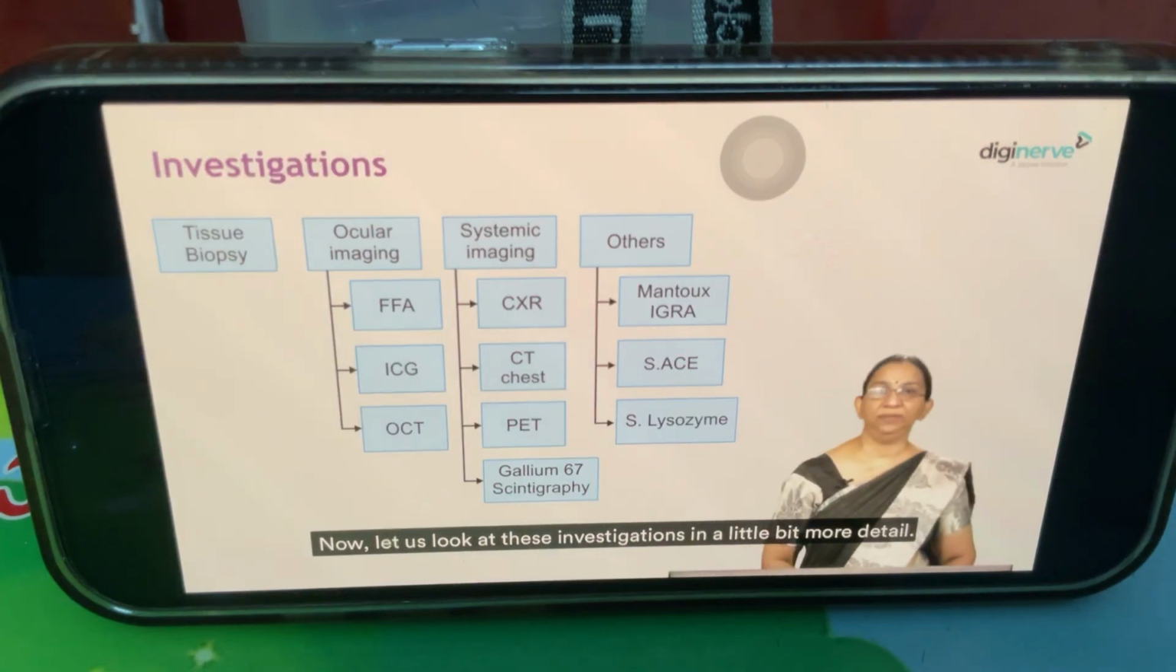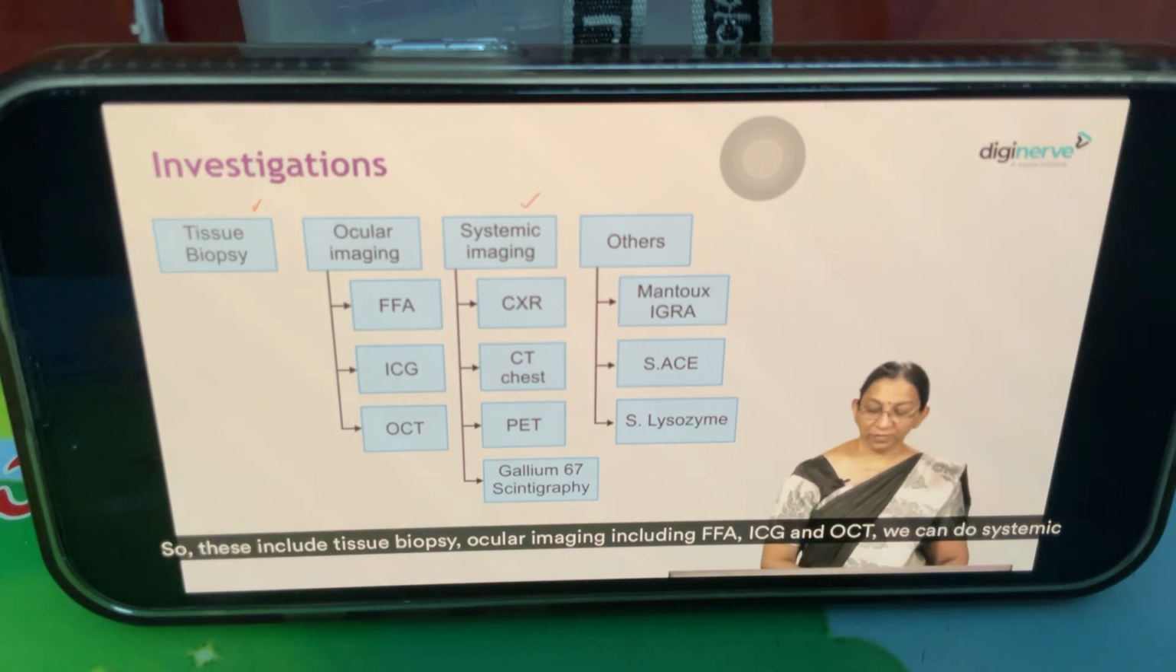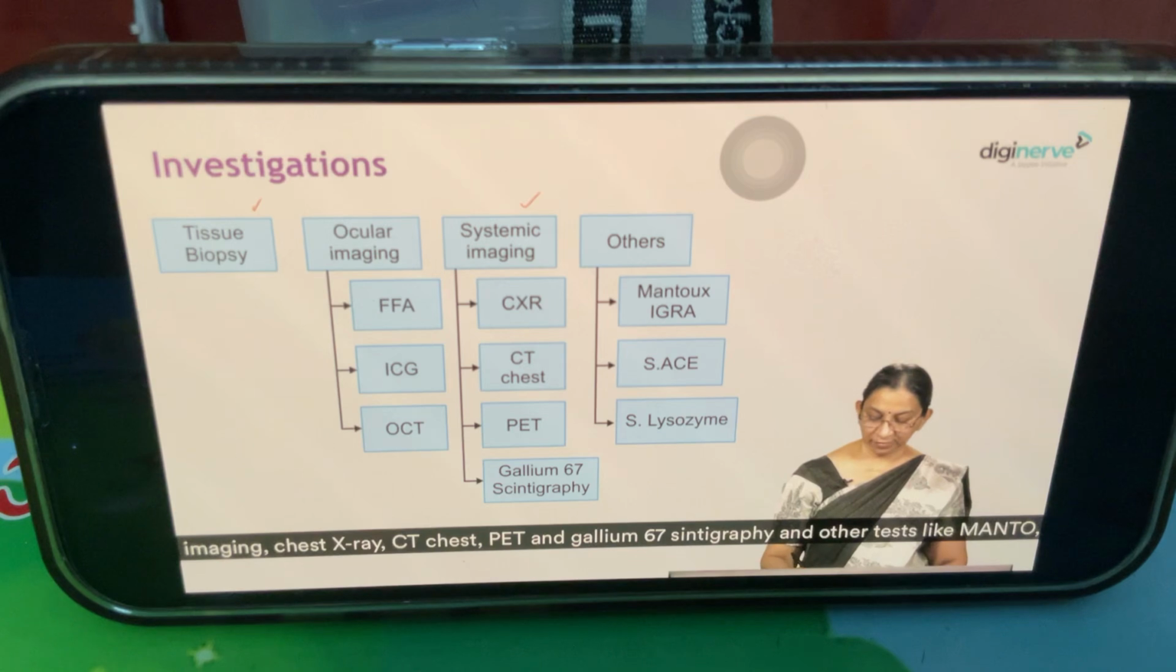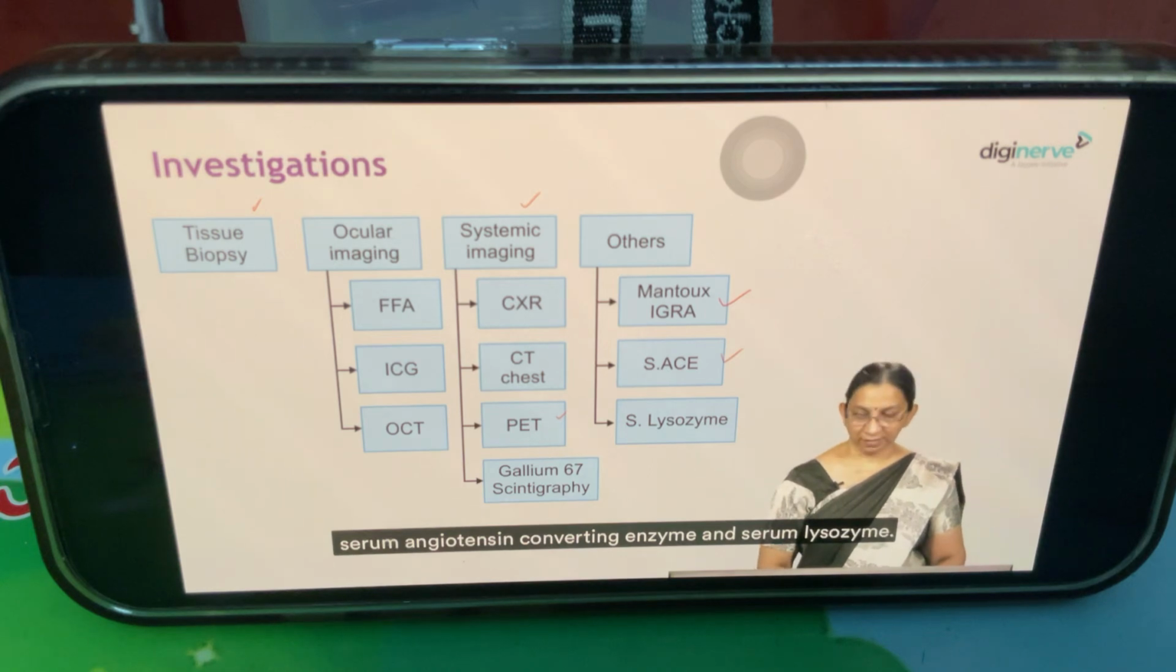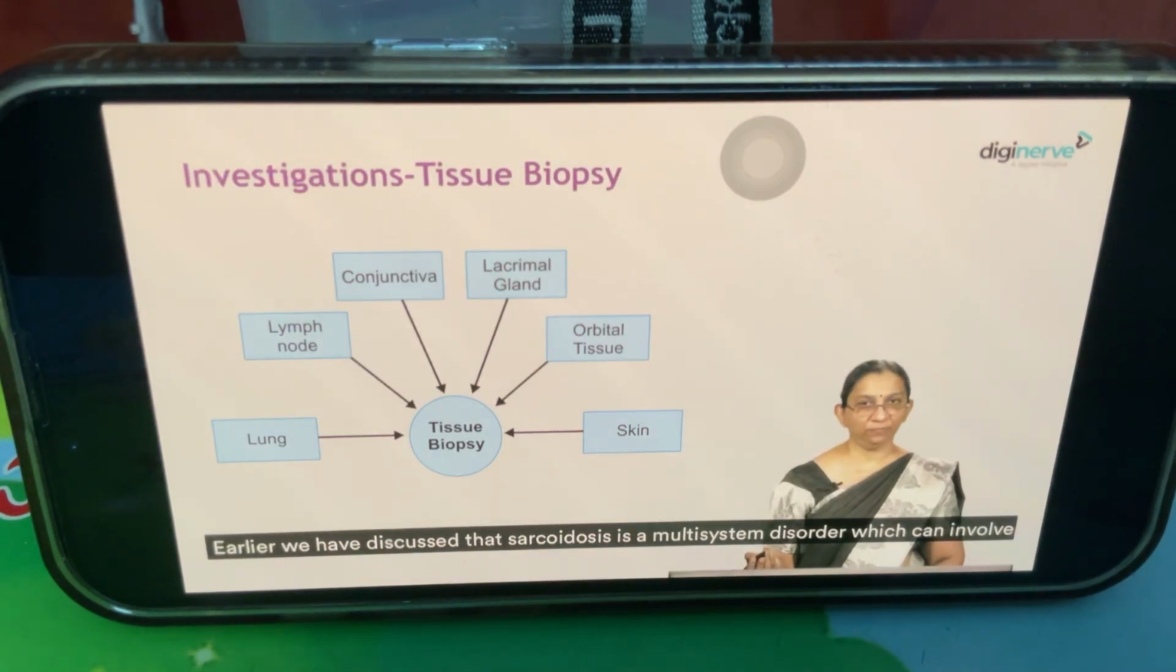Now, let's look at these investigations in a little bit more detail. These include tissue biopsy, ocular imaging including FFA, ICG and OCT. You can do systemic imaging: chest X-ray, CT chest, PET and gallium-67 scintigraphy. And other tests like Mantoux, serum angiotensin converting enzyme and serum lysozyme. Earlier, we discussed that sarcoidosis is a multi-system disorder which can involve any part of the body.